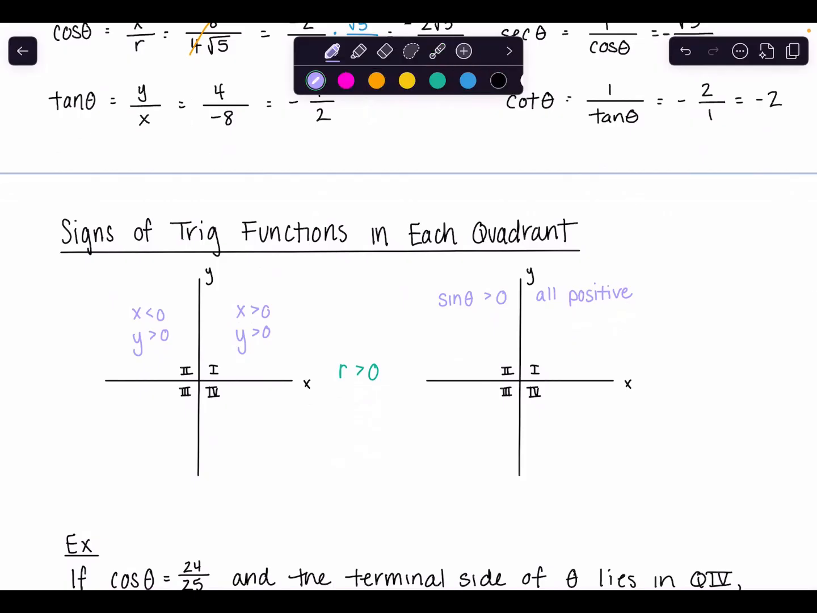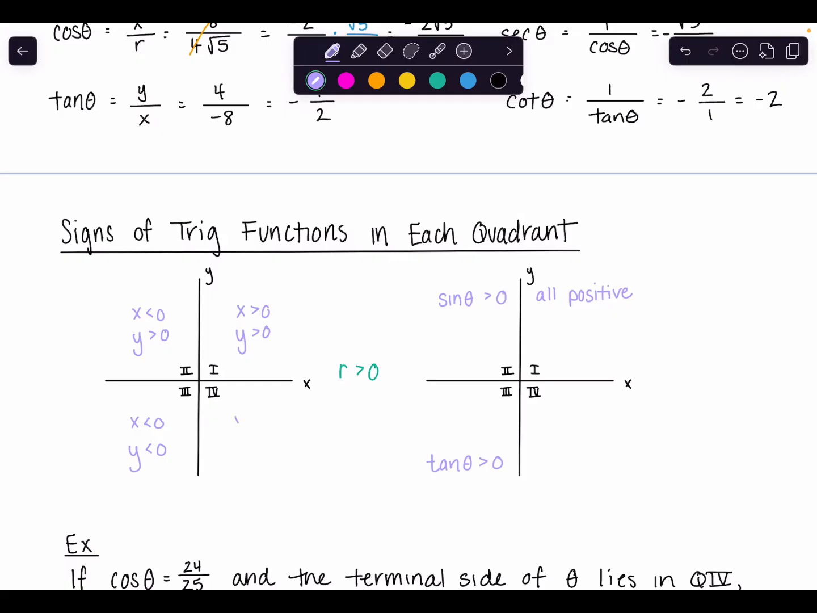If your terminal side lands in quadrant 3, here both x and y are negative. So that means sine and cosine are negative. But when you divide two negative numbers, it turns positive. So in this quadrant, tangent of theta is the only one that is positive.